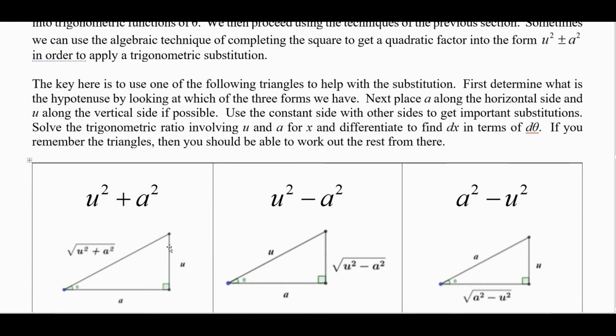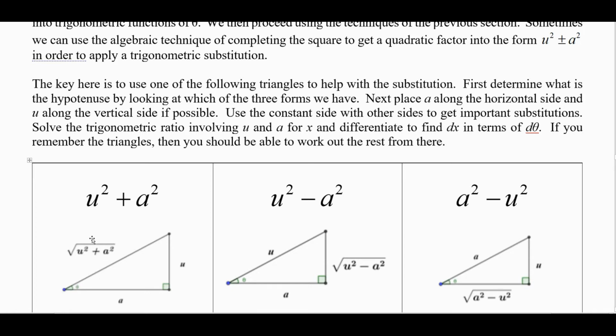So the key is to use one of these triangles here, okay? And first determine what the hypotenuse is. If you've got u squared plus a squared, again, it might be under a square root, since this is a plus, you're going to make it the hypotenuse if the sides are a and u. Notice that by the Pythagorean theorem, the hypotenuse squared gets rid of the square root, and that's u squared plus a squared, the square of this side plus the square of this leg. That's the Pythagorean theorem, where theta is this angle down here.